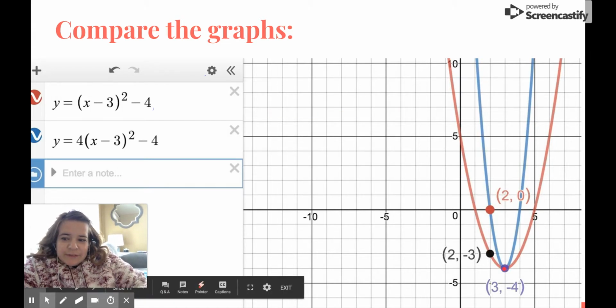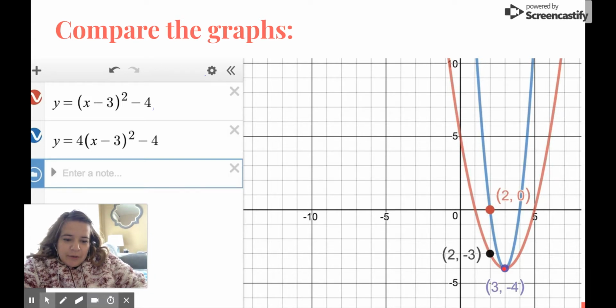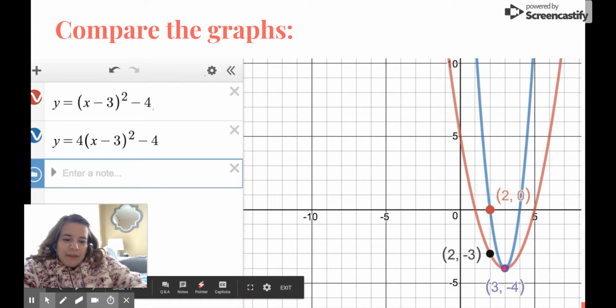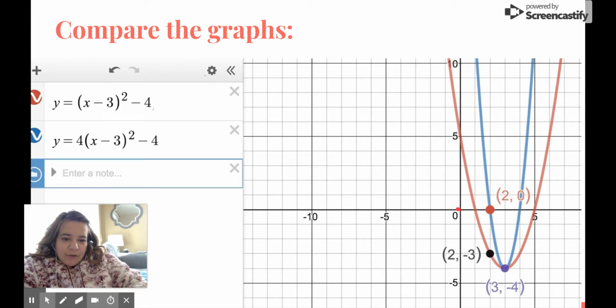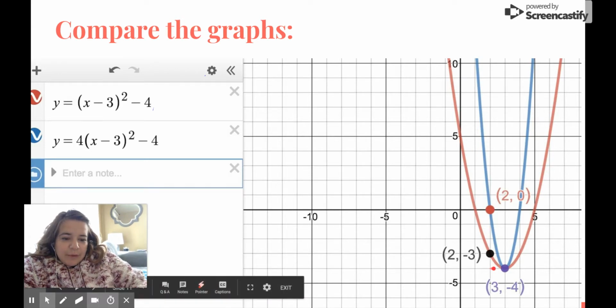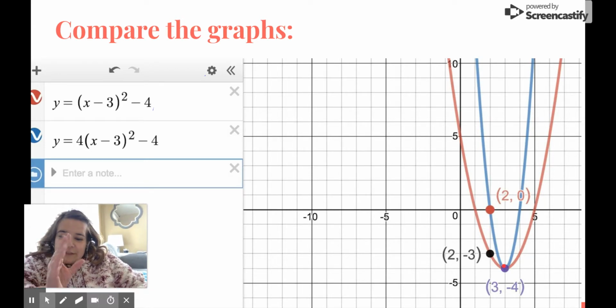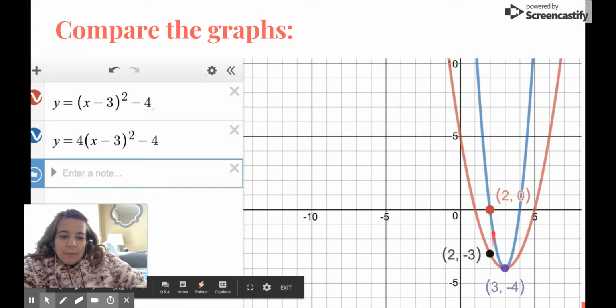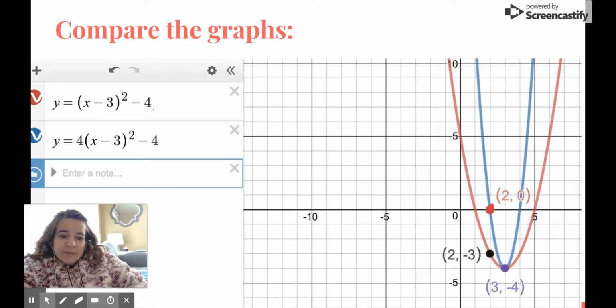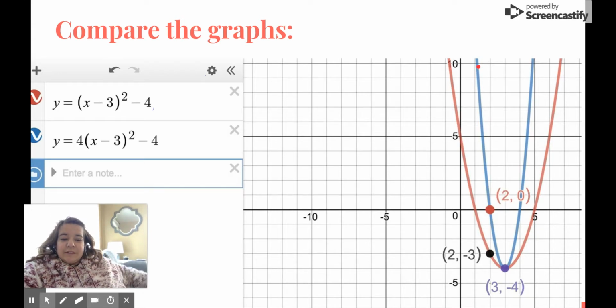So what I want you to notice is from that vertex that you get from that equation of 3, negative 4, when this one went over 1, it went up 1 as well. And then if you go over 1 again, now it's going up 3. And then over 1 again and up 5. Now what you're going to notice is this blue one looks skinnier because it's going up 4 times that amount each time. So it goes over 1 and up 4 instead of 1. Then on the next one, it's going to go over 1 and up 12 because it's going 4 times as much as the previous one.